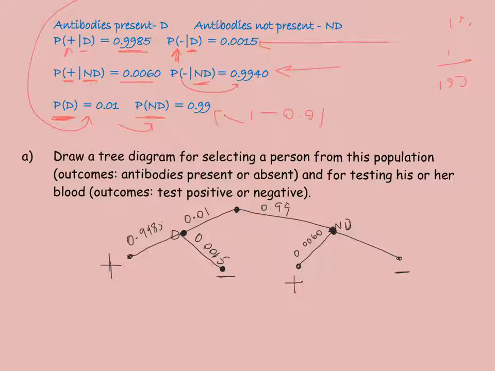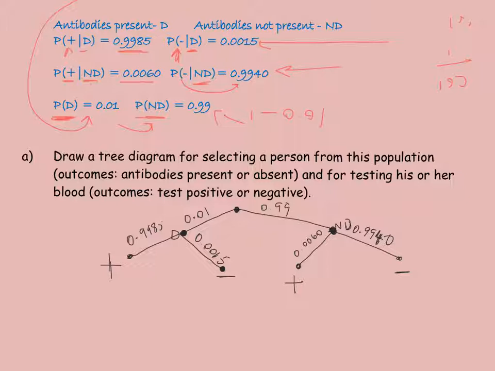And of course there is a large probability, since the test is pretty good, that a person without the disease takes the test and will show negative. So this is a tree diagram. So how do we use this tree diagram?